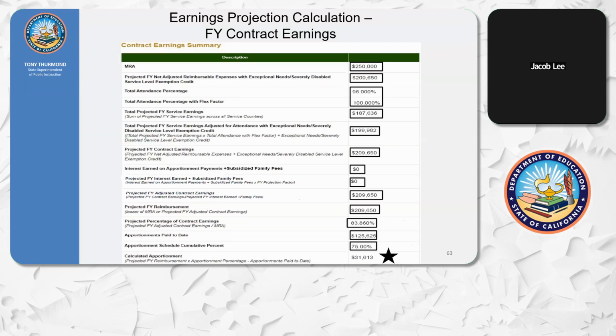Then you'll see the total attendance percentage that came from the reports. That's going to be 96% for this agency. And then right immediately following that, you'll see the total attendance percentage with the flex factor included. So that 96% plus the 5% flex factor will take them up to the 100%. It cannot exceed 100%, so it's just going to be listed at 100% there.